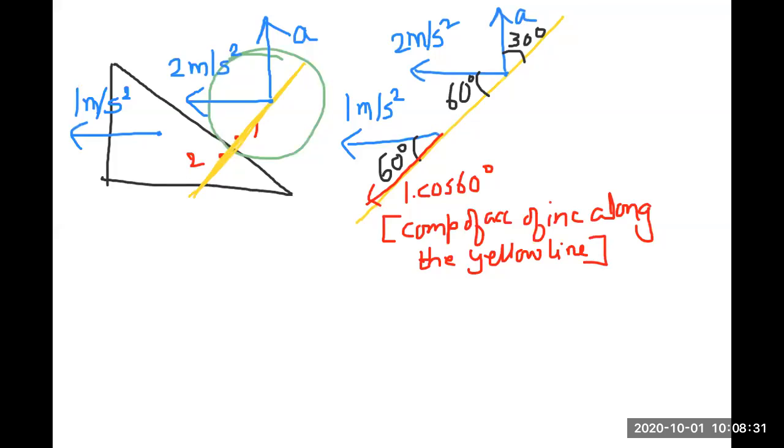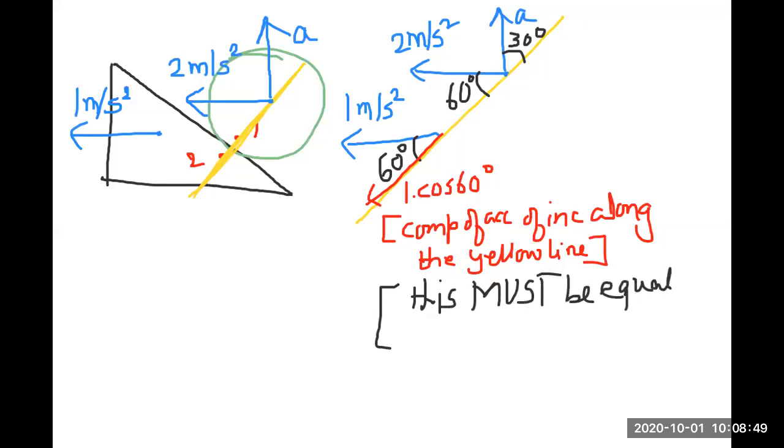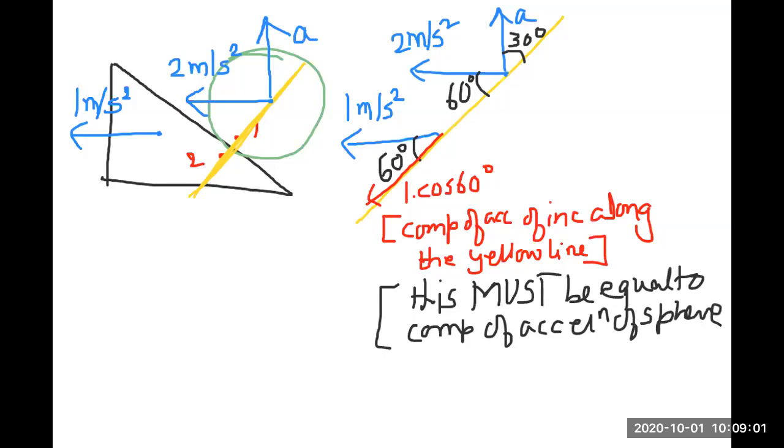So this is the component of acceleration of the incline along yellow line, and this must be equal to the component of acceleration of the sphere along yellow line, right? So this you must be clear about. So this must be equal to the component of acceleration of sphere along yellow line. What is the component of acceleration of the sphere along yellow line?